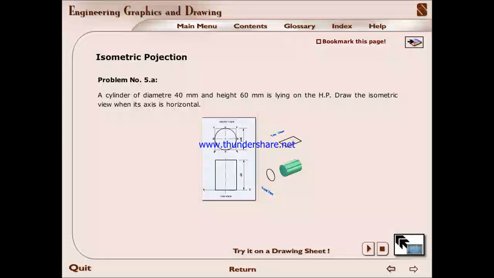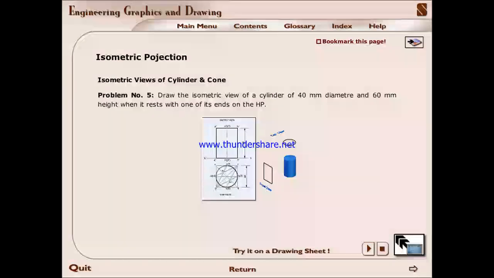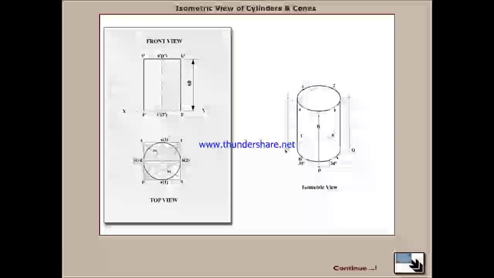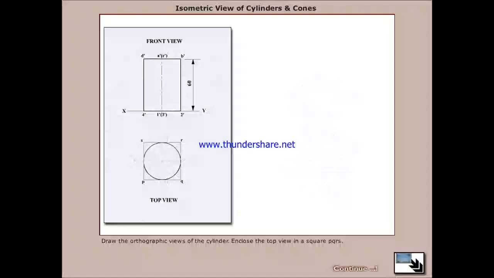Now problem number 5. Try to draw on a drawing sheet. Let us analyze. Draw the orthographic views of the cylinder. Enclose the top view in a square PQRS. As shown in the figure, that is the top view and the front view.